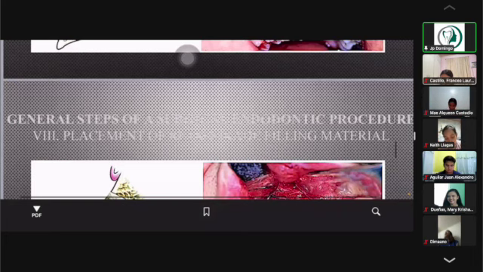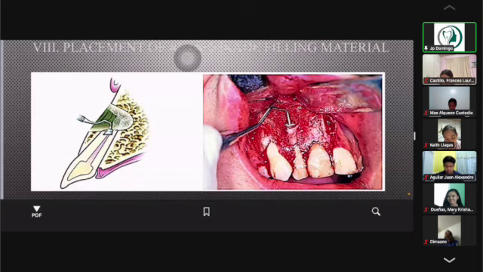So, here is now the placement of retrograde filling material. And burnisher is used to pack and compress the retrograde filling material until the material has initially set. Okay? Initially set.